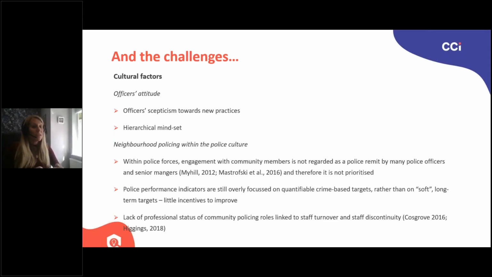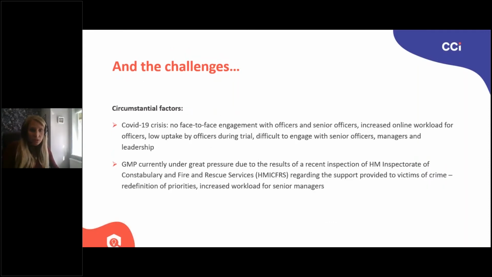Another issue that we found refers to the wider police culture and how neighbourhood policing fits within that culture. Megan mentioned before the fact that community policing wasn't, but still unfortunately still is not regarded as a proper police remit, especially when it comes to community engagement. This means that PCSOs, especially PCSOs, but also some MBOs, do not feel as valued as other officers and staff within the organization. For instance, a lot of PCSOs leave their job and apply for a position as police officers because they feel that if they are police officers, they would be more valued within GMP. And this obviously doesn't help staff continuity.